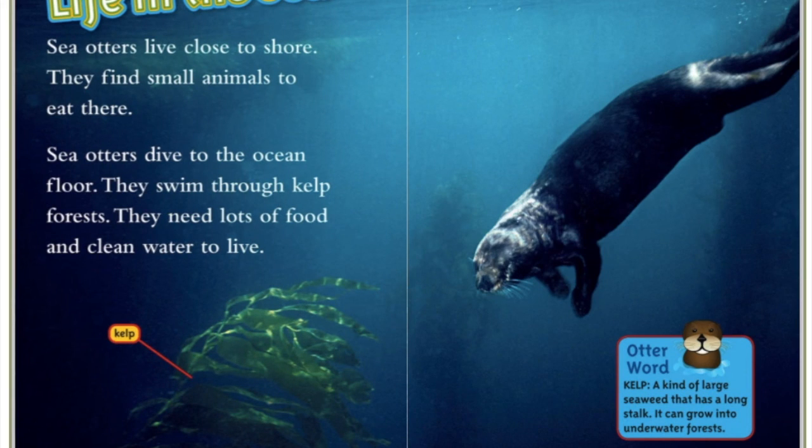Life in the sea. Sea otters live close to the shore. They find small animals to eat there. Sea otters dive to the ocean floor. They swim through kelp forests. They need lots of food and clean water to live. Here is a label of the kelp.